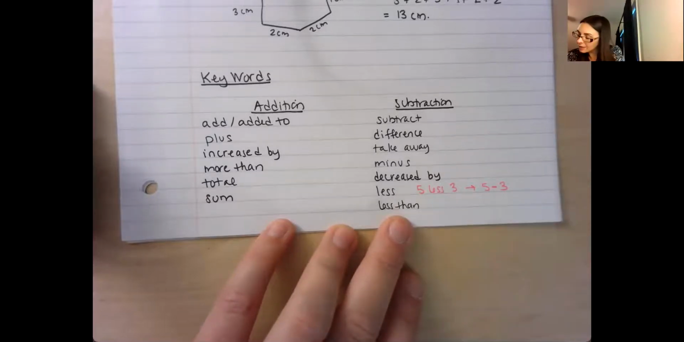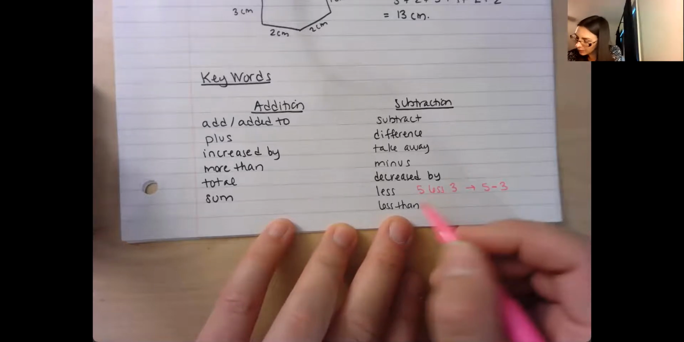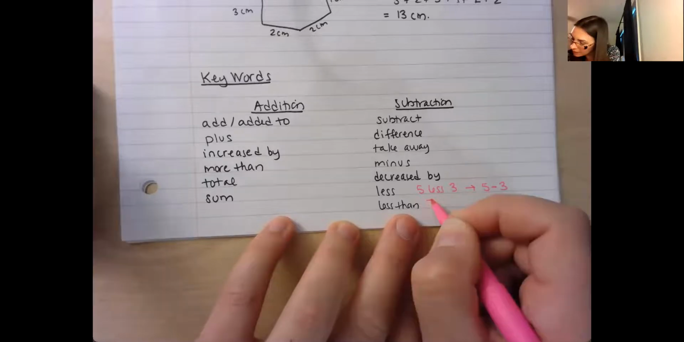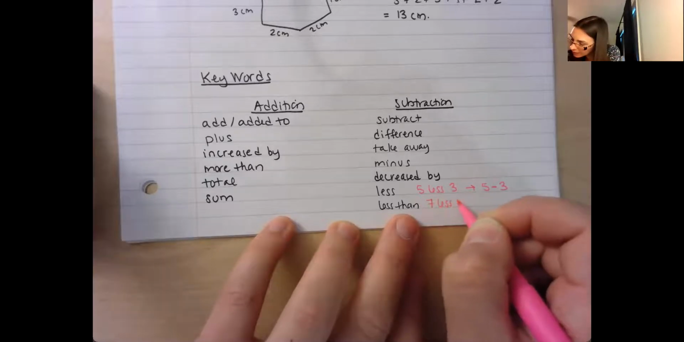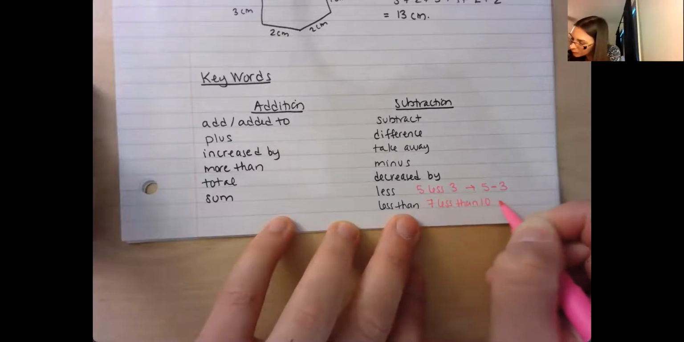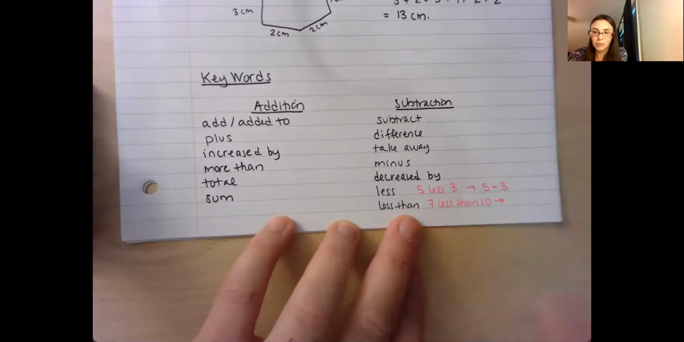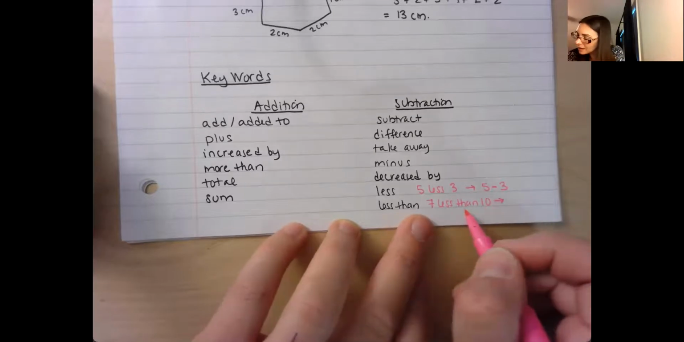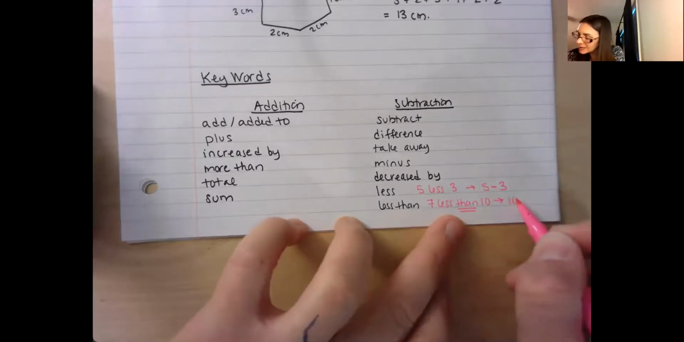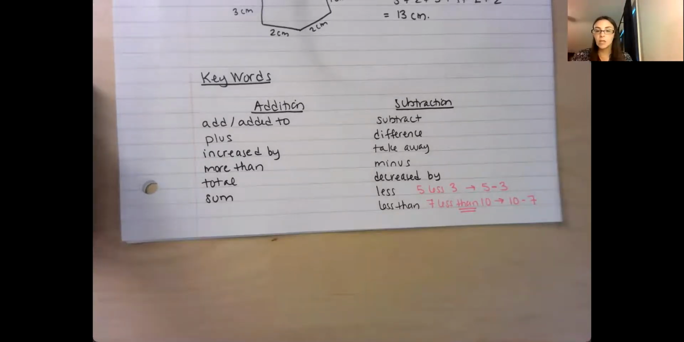If I say 7 less than 10, well, 7 less than means that 7 is the part being subtracted because of that word than. This is actually 10 minus 7. So we need to be a little careful. And the same thing is true with subtract and subtract from. Let me do an example.